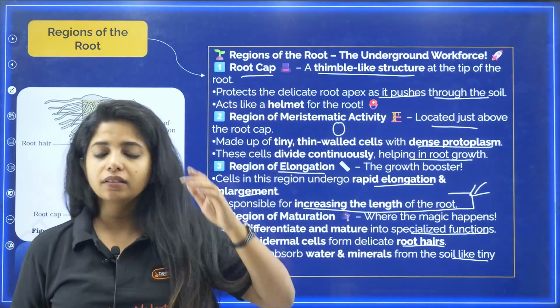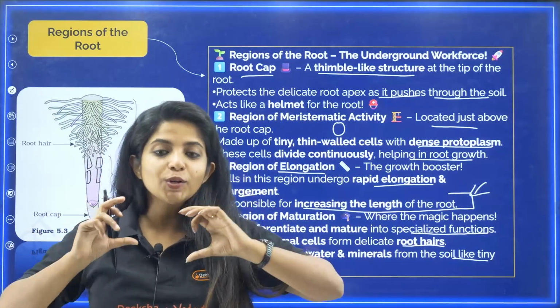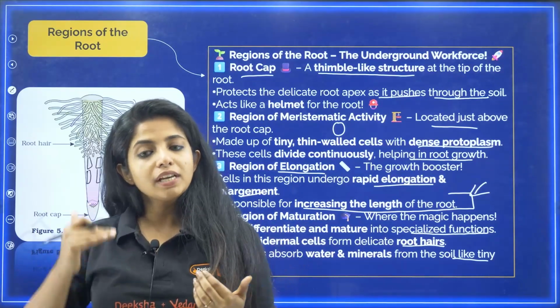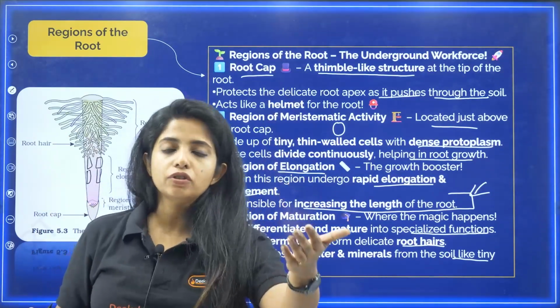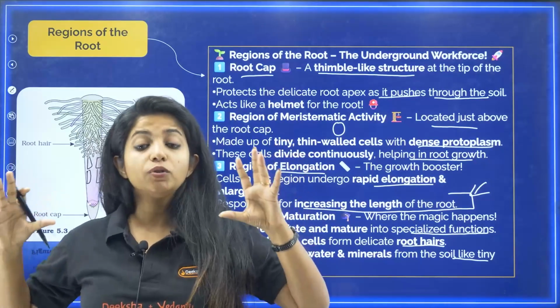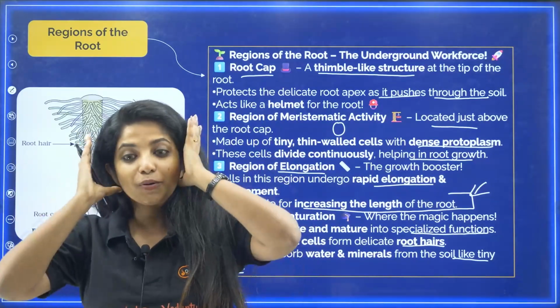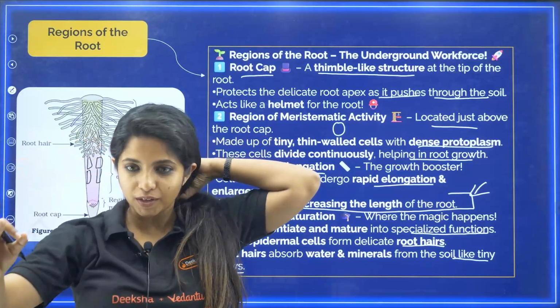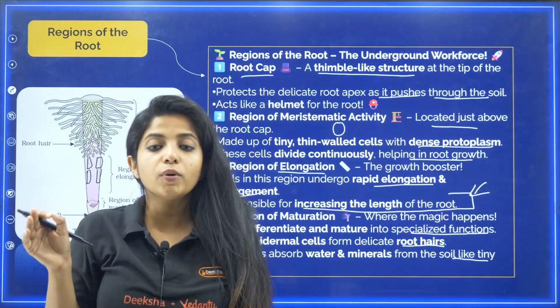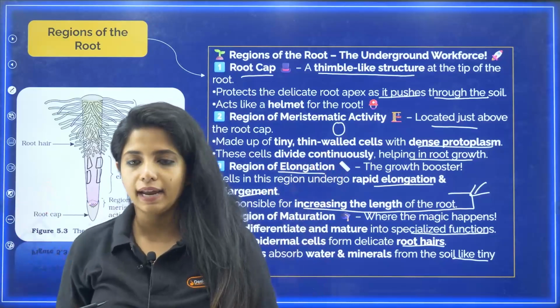Yeah, and there is the region of elongation, where the cells are going to enlarge and elongate. Okay, and they are responsible for increasing the length of the root. Then you have the region of maturation, where the cells are finally going to get matured, they are going to get differentiated. That means they are going to have a particular function to do. And some epidermal cells which are there, they are slowly going to form some delicate root hairs as well.